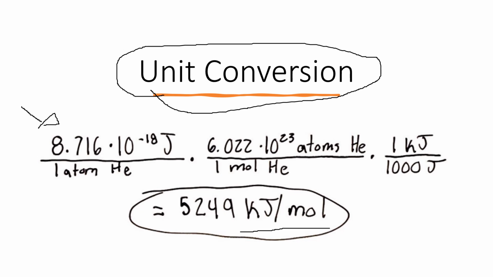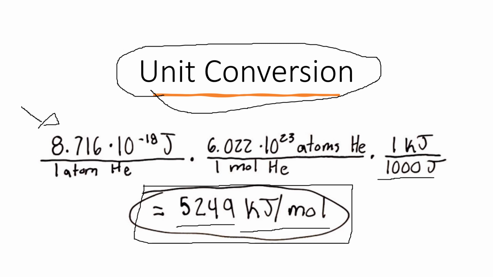So we multiply by 6.022 times 10^23 atoms of helium over 1 mole, and then this gets us joules over mole. And then finally, we multiply by 1 kilojoule over 1,000 joules, which gets us kilojoules over mole. And then we get this answer here. And notice this is to 4 significant figures. If you go any more significant figures, then the answer is technically not correct.